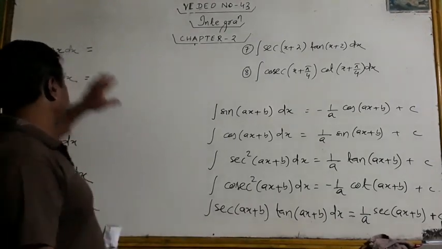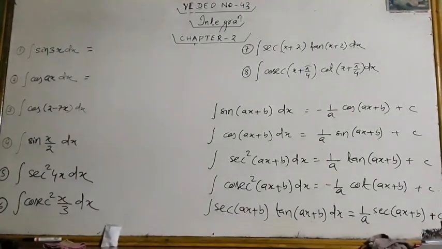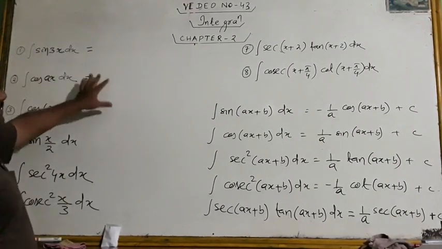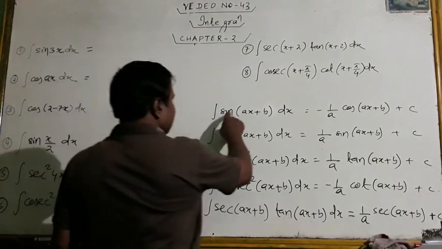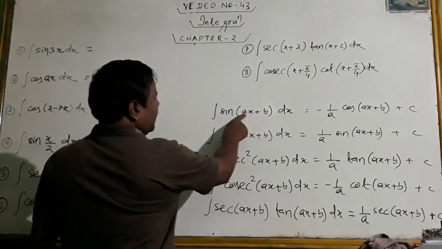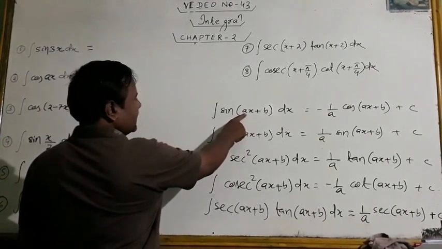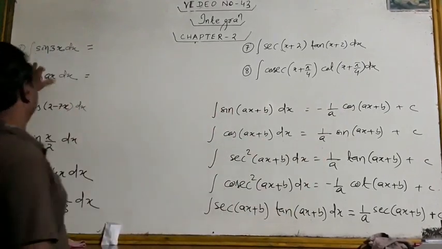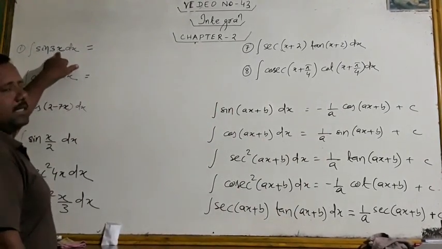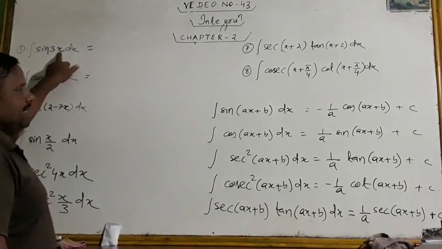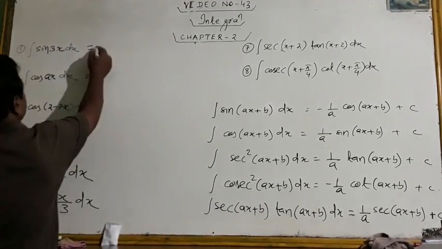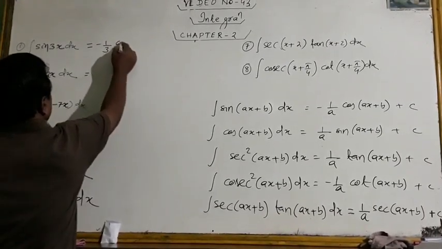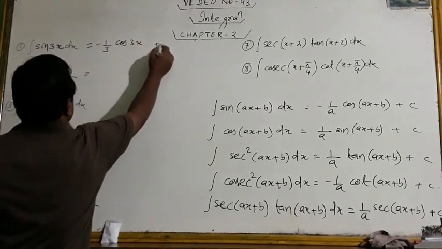In these 8 problems of chapter 2, we have to find the answer. It is just a one-line problem. Look here, sin(ax+b): the coefficient of x is a, so you write minus 1 by a cos(ax+b). Here it is sin 3x, where b is 0 and a is 3. So the answer will be minus 1 by 3 cos 3x plus c.